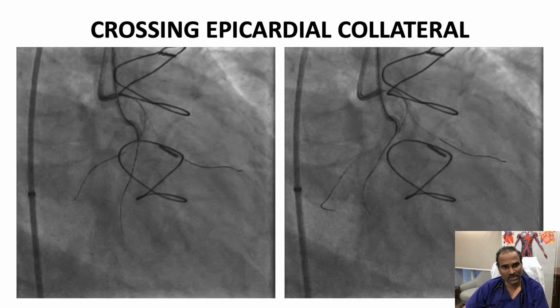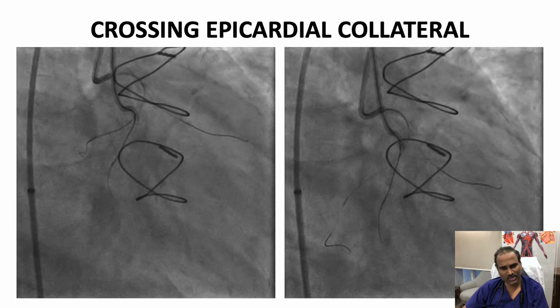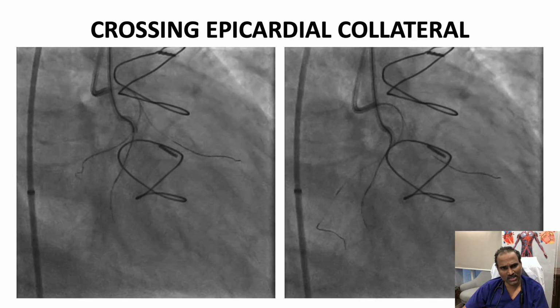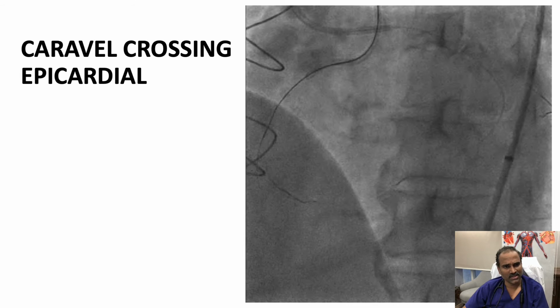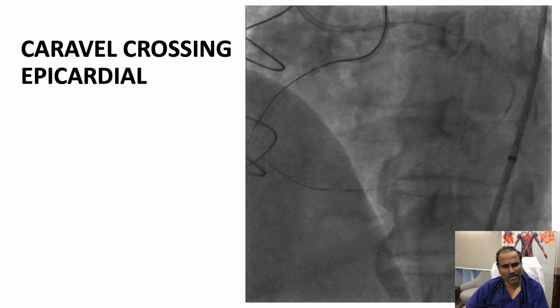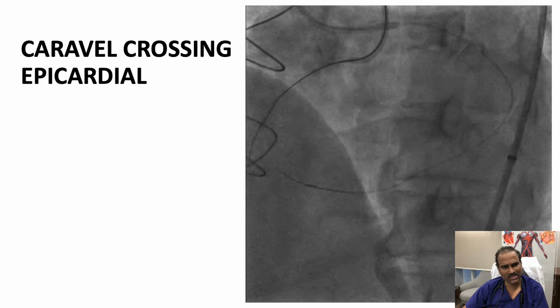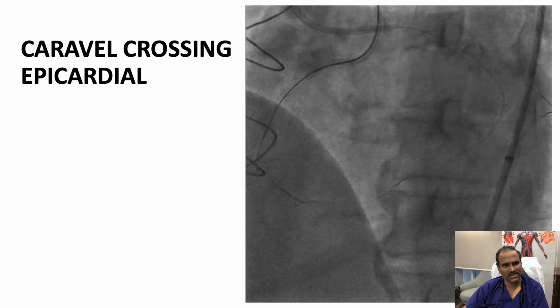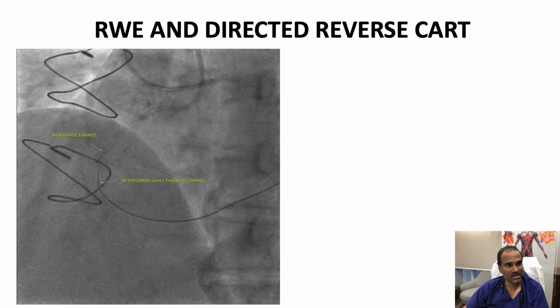So with CO03 I could cross all the bends and then went into the distal part of the collateral, and subsequently into the distal RCA. We can see here, we went into distal RCA, and now I advanced the Caravel catheter quite easily into the distal RCA. So then we started retrograde wire escalation, followed by directed reverse CART.